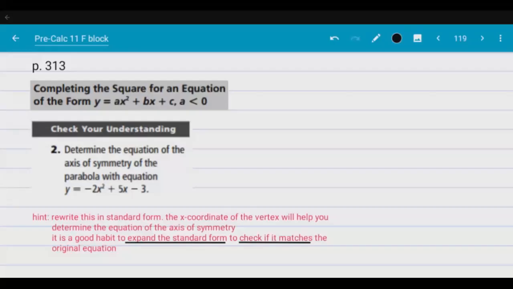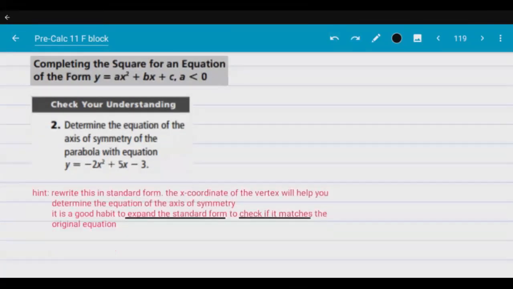All right, this is check understanding number 2. Here we go. This time we are going to be completing the square for an equation of the form y equals ax squared plus bx plus c, wherein the a value is less than 0, which means it's negative. Okay, I put a hint again. So we'll read the hint after we have gone through the question.